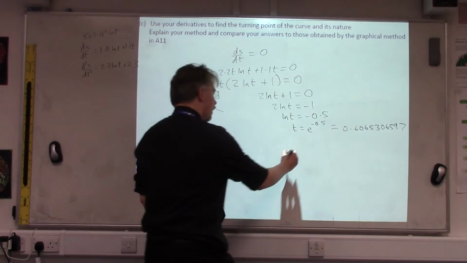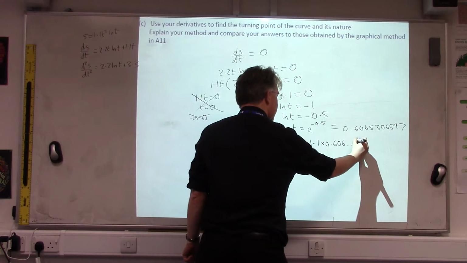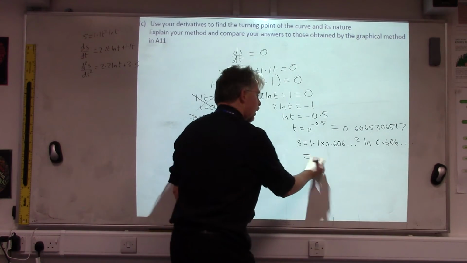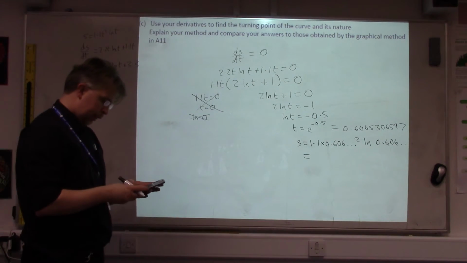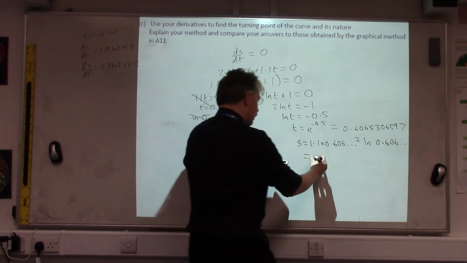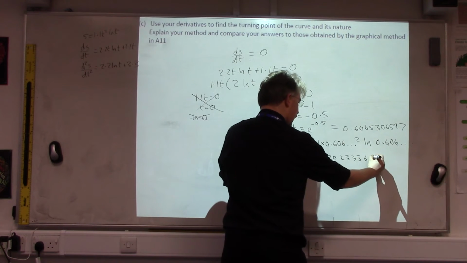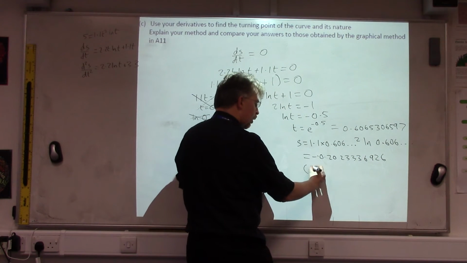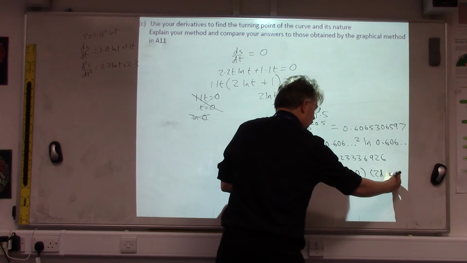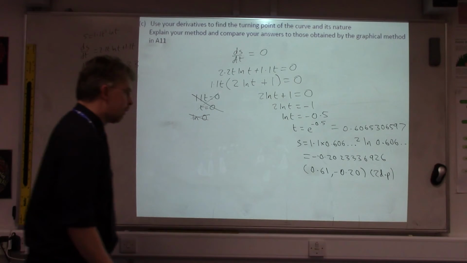Need to find s. So s equals 1.1 times t squared ln t, so 0.606 dot dot dot squared, ln of 0.606 dot dot dot. Stick that into the calculator. And we get minus 0.2033696. So to two decimal places, the point is 0.61, minus 0.20. We need to find out if it's a maximum or minimum by sticking it into d2s over dt squared.